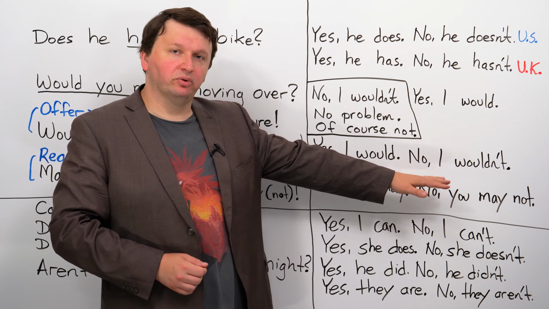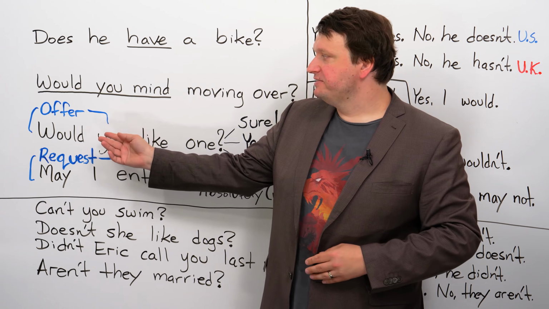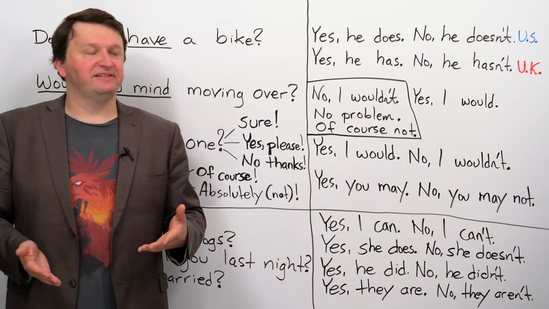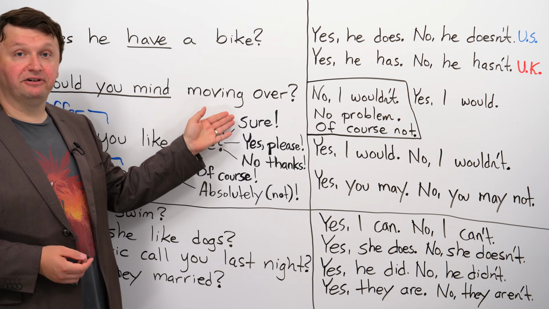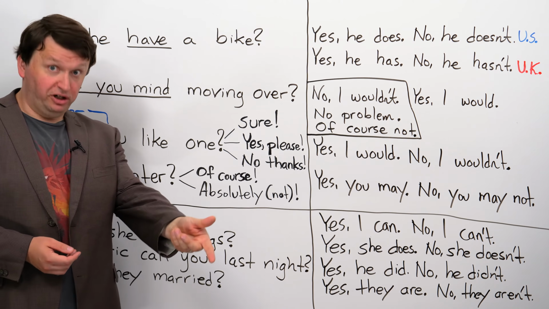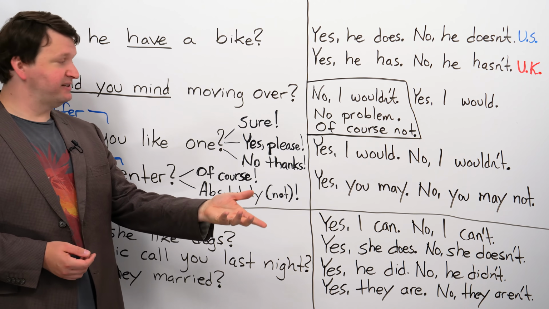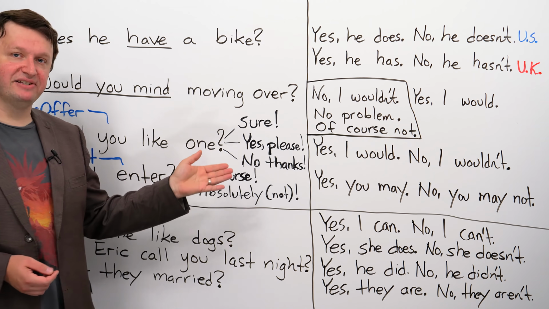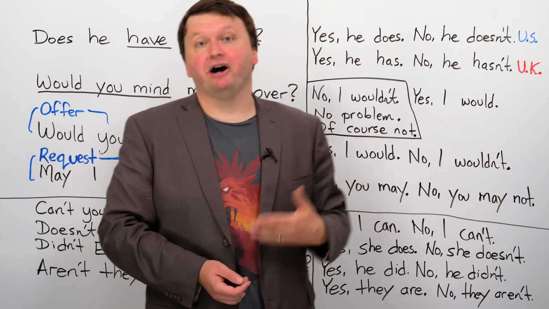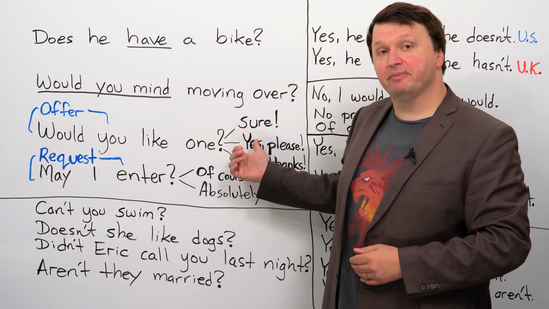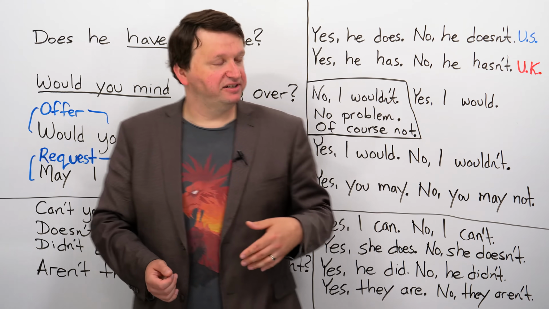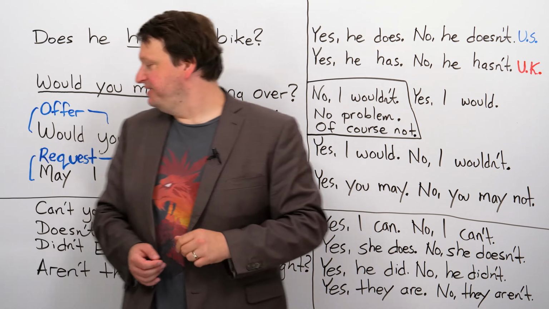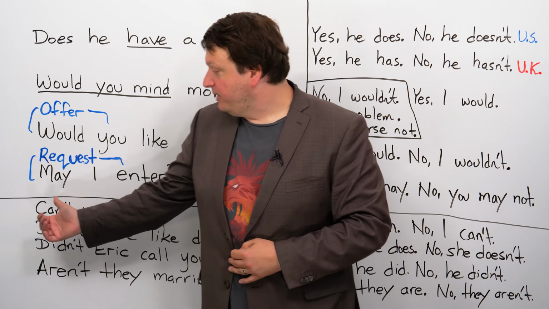Okay, so very simple rule. With offers, again, there's more than one way to say yes, more than one way to say no. When someone makes an offer, like, would you like one? Sure. Yes, please. No, thanks. So there's more than one way to answer an offer when someone offers you something. And here are some of the other ways, in addition to the grammatical, yes, I would. No, I wouldn't. Okay? All right, request.